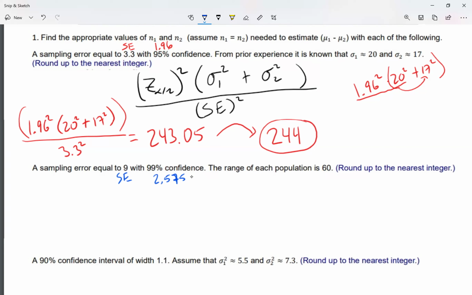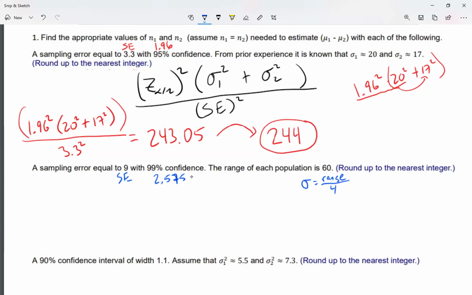Oh, I don't have the standard deviation. I have a range. That's not that bad. Our standard deviation is going to be the range divided by 4.